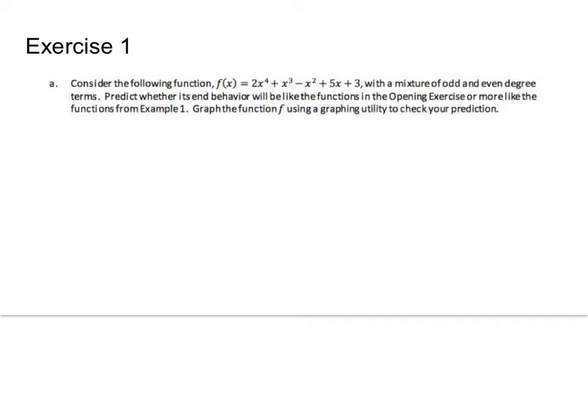Okay, exercise 1. Consider the following function. With a mixture of odd and even degree terms, predict whether its end behavior will be like the functions in the opening exercise or more like the functions from example 1. Graph the function f using a graphing utility to check your prediction. Okay, let's talk about it. We see here our leading coefficient is positive and an even degree. So my guess is it's going to act like an even positive function. I have it graphed on the next page.